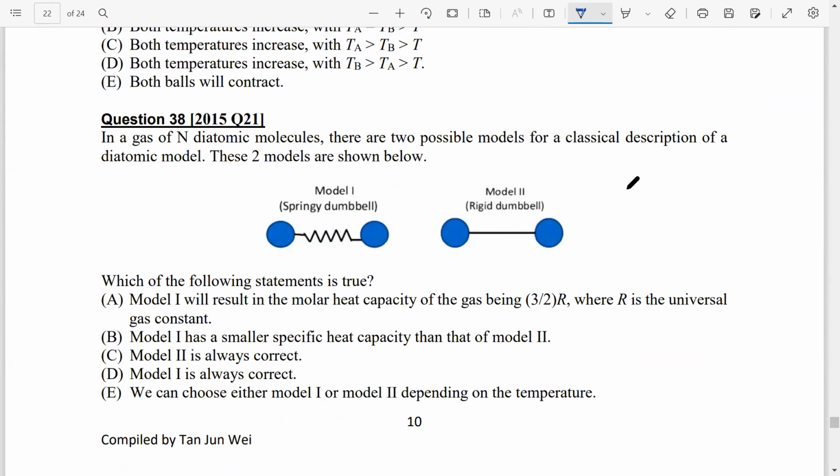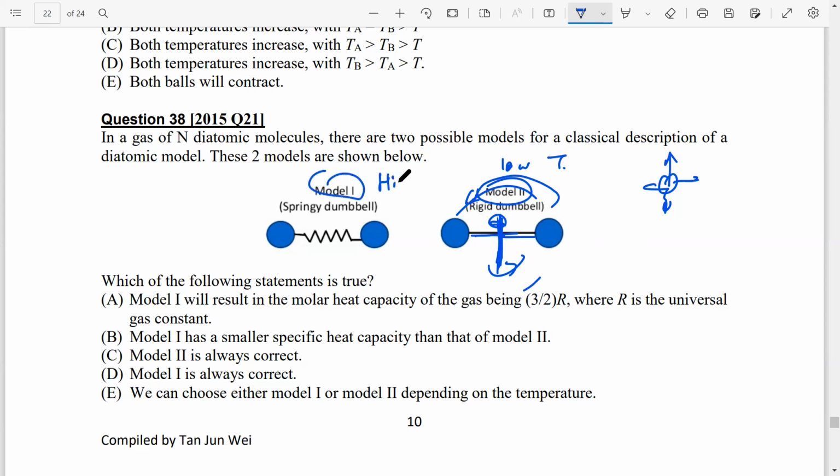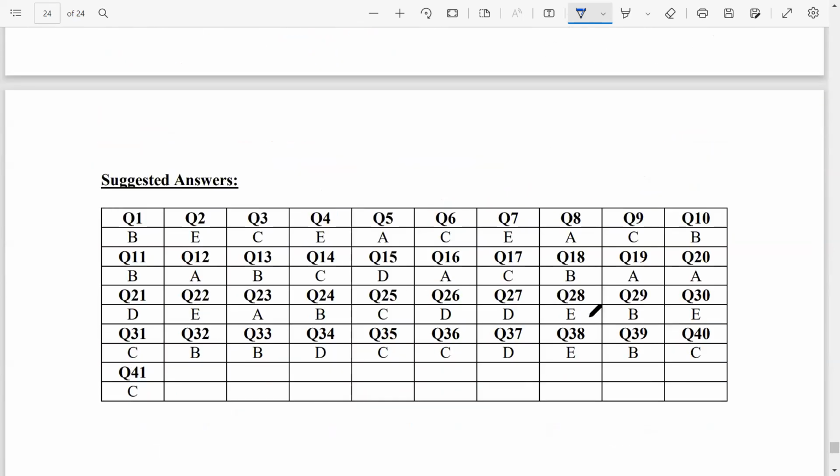When we talk about objects, if it's just a single molecule, you only move in 3D directions. But when it's this model two, this is still at lower temperatures, it'll be rigid. So it has rotation. You can rotate clockwise. You can rotate about this axis as well, a vertical axis, or you can rotate about just like that, okay? But for this one, it's a very high temperature. Because apart from just movement and rotation, it will also move in an oscillatory motion. So there's additional motion within themselves as well. Okay, so there's the two different models. So that's why the answer should be E. You choose either one depending on the temperature. Okay, so let me check. Question 38 is E, yep.